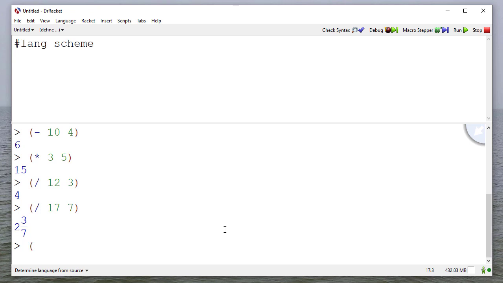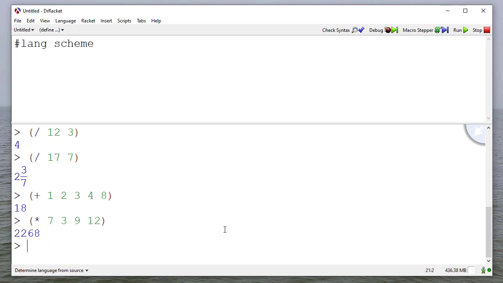Now, the number of operands is not limited. I can say plus 1, 2, 3, 4, 8. I can multiply 7, 3, 9, and 12. I could also say minus 8, and now that returns negative 8.